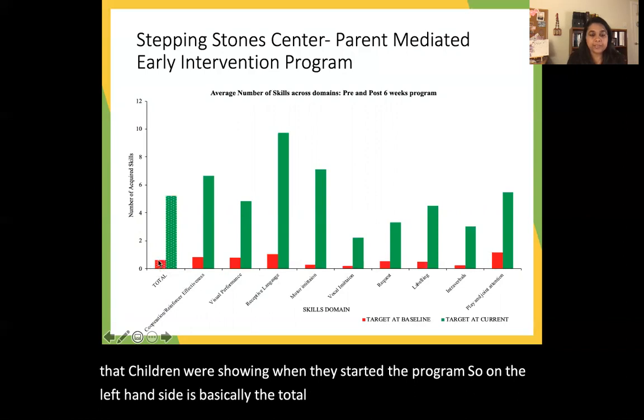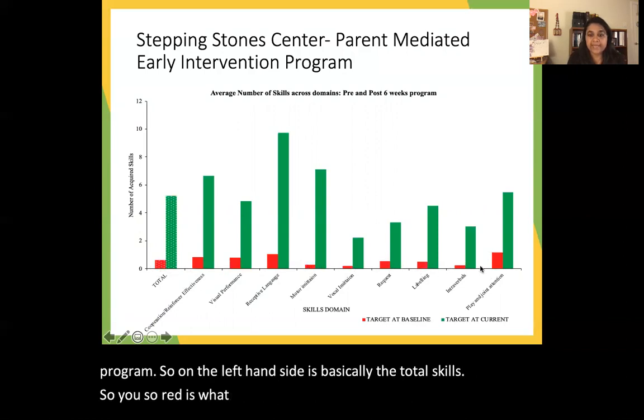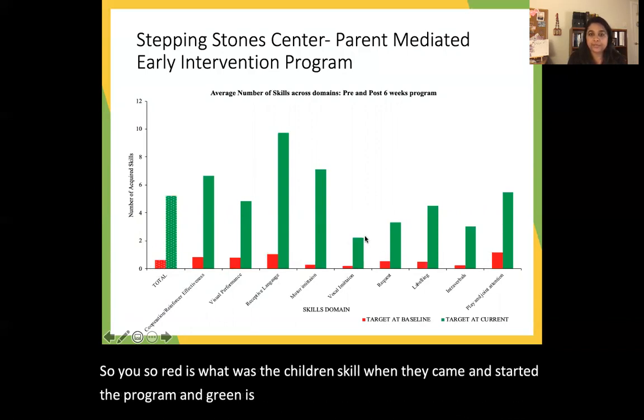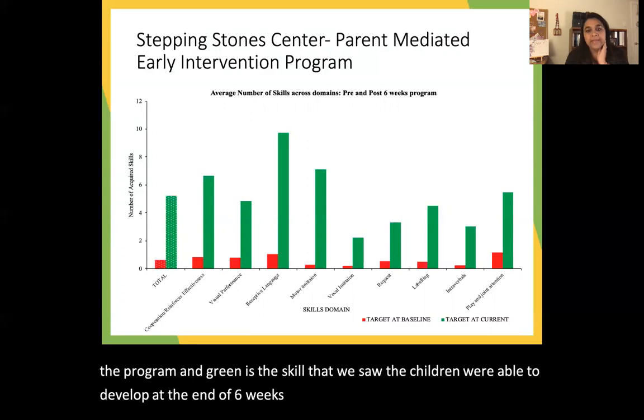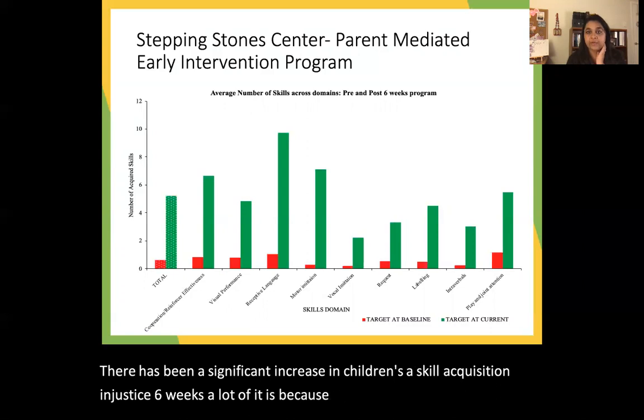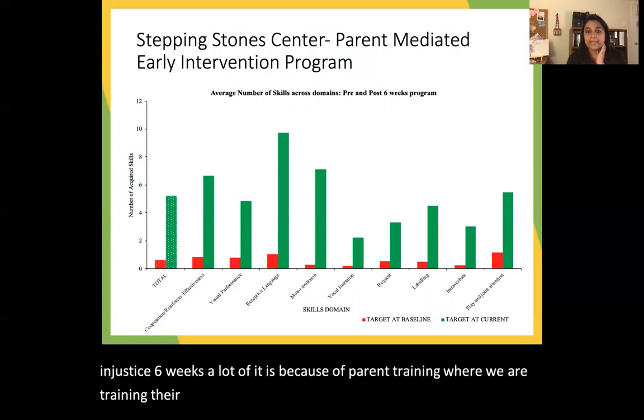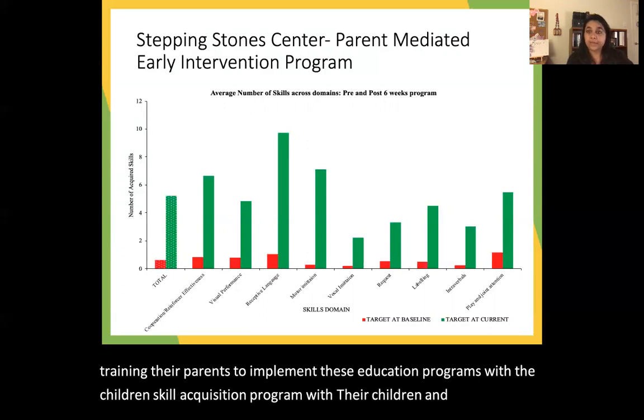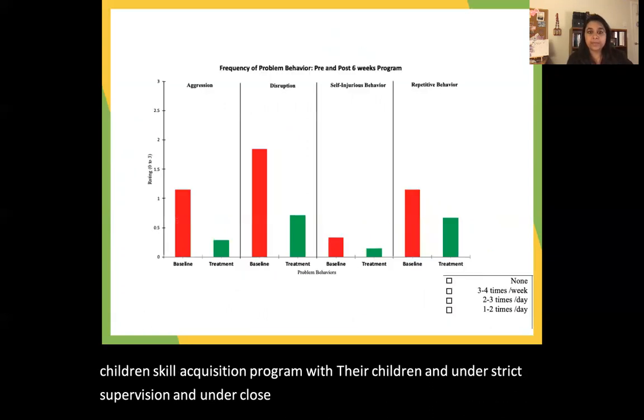Red is the children's skill when they came and started the program, and green is the skill that we saw that children were able to develop at the end of 6 weeks. So there has been a significant increase in children's skill acquisition in just the 6 weeks, and a lot of it is because of parent training, where we are training the parents to implement these skill acquisition programs with the children under close supervision, and the outcomes are quite good.